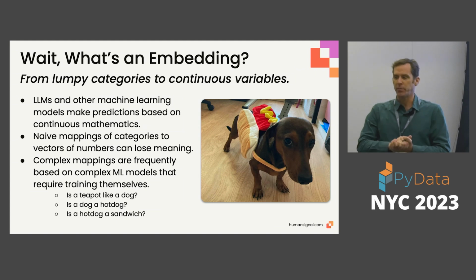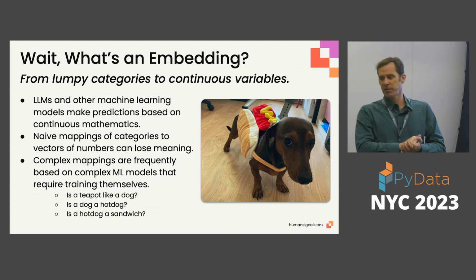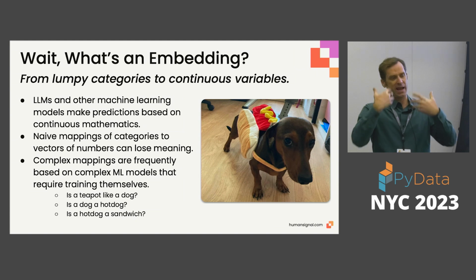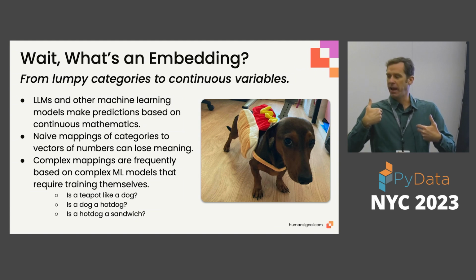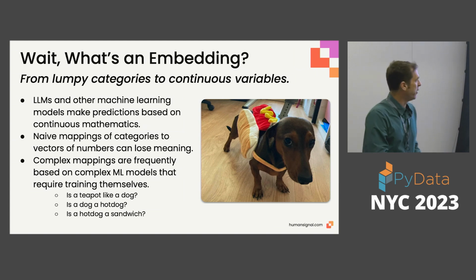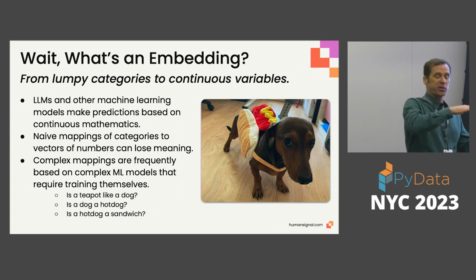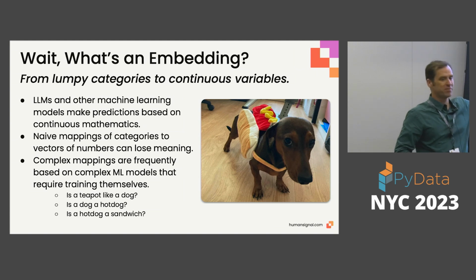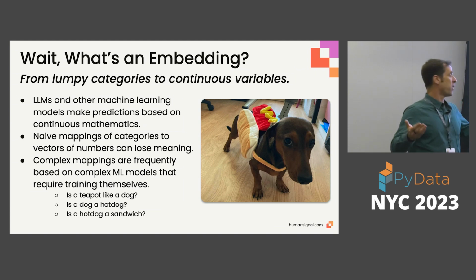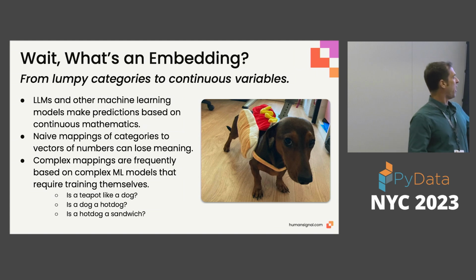So you're better off trying to build some sort of complex mapping that tries to capture semantic meaning from this, and in some sense creates a vector, where vectors that are close to one another for the words could have similar meaning. It helps answer questions like, is a teapot like a dog, or is a dog like a hot dog, or is a hot dog a sandwich?